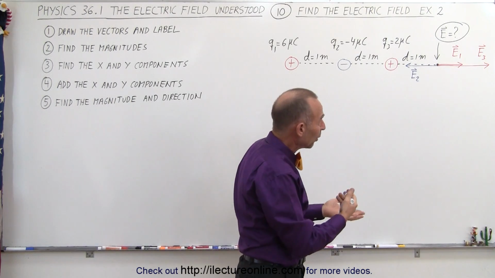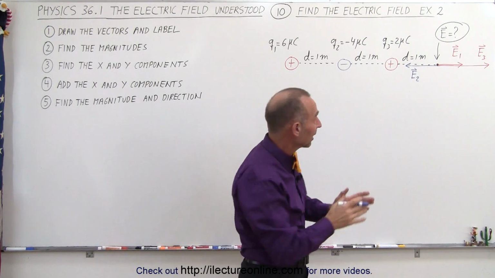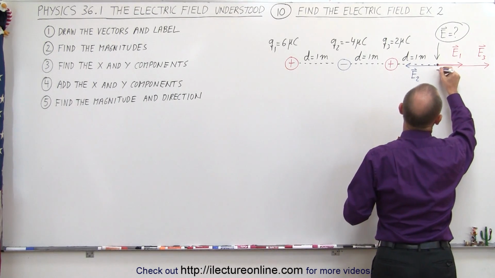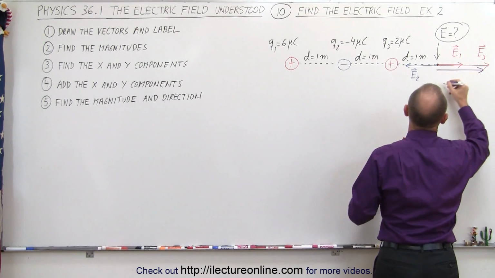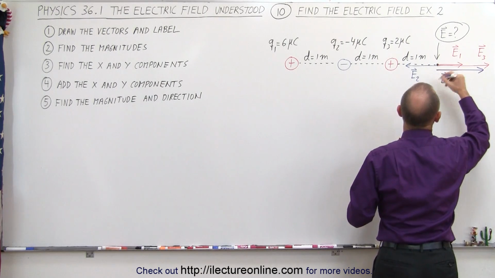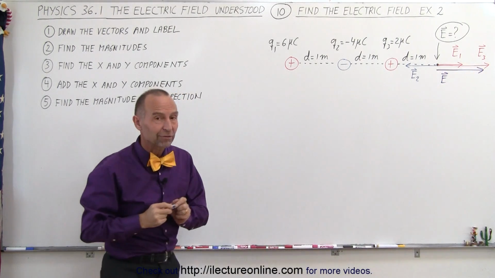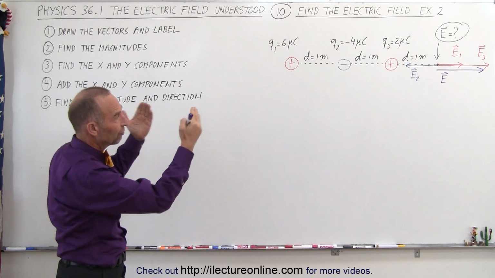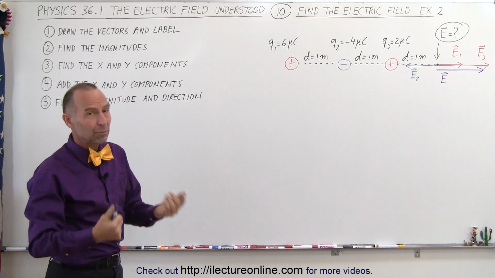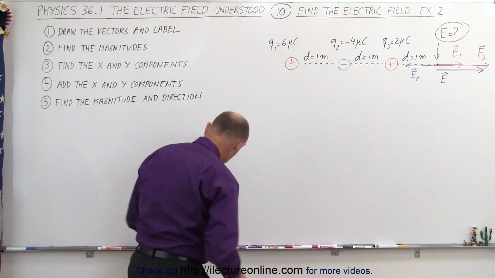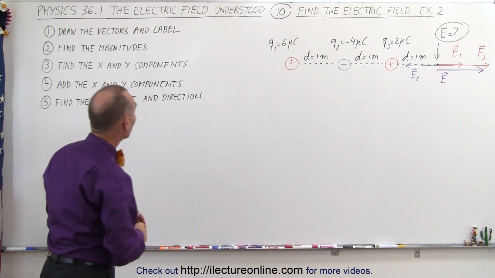It looks like E1 and E3 together are probably bigger than E2, so it looks like the electric field will be towards the right. So something like that will be the total electric field at that particular location, and that's what we're trying to find. So again, we have a nice visual on what is happening, which makes the problem a lot easier. Okay, so that's step one.